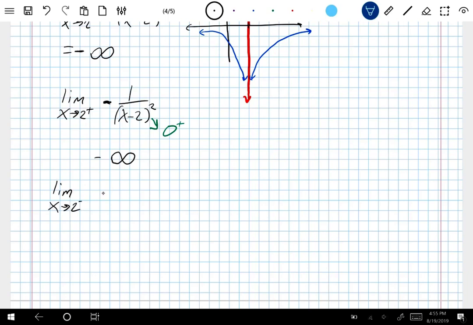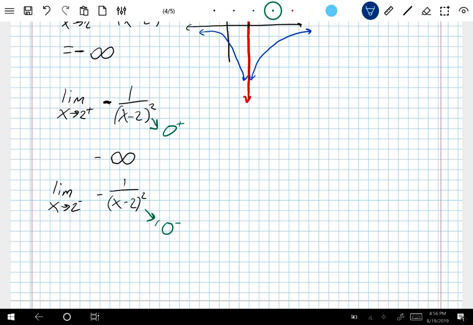So if I go to 2 from the left, then this thing on the bottom is going to go to, well, if x is going to 2 from the left, that means it's a little bit smaller than 2. So if I have a number a little bit smaller than 2, and I subtract 2, I'm going to get a 0, but it's going to be a negative 0. Anything on the left means less than 2, and that sign's going to carry through. Rather than like a 0.1, we'll get like a negative 0.1, a negative 0.01.